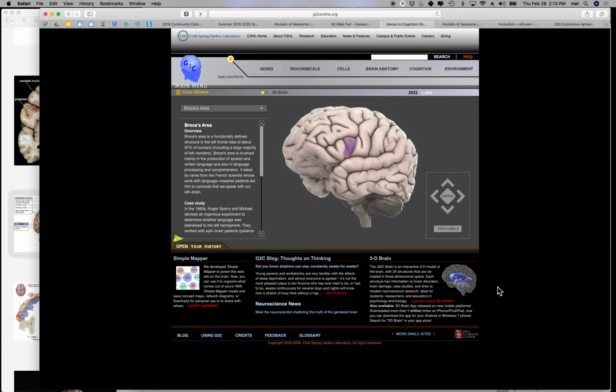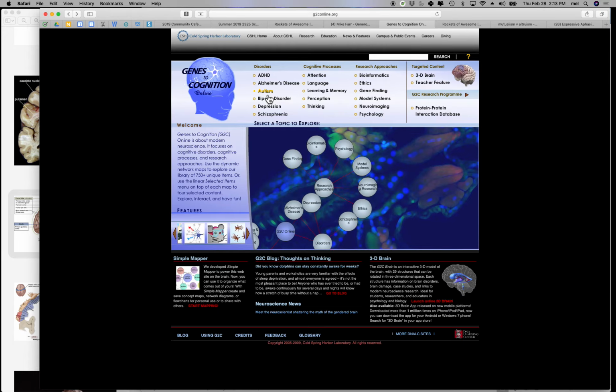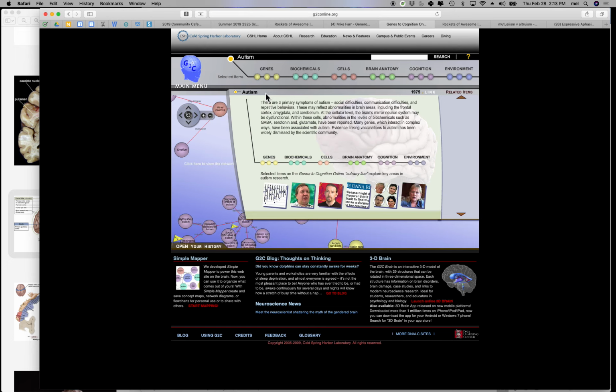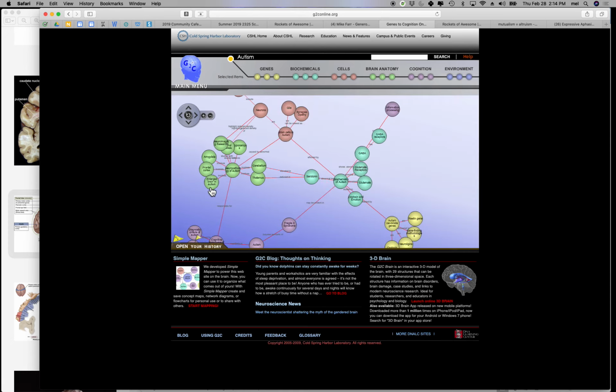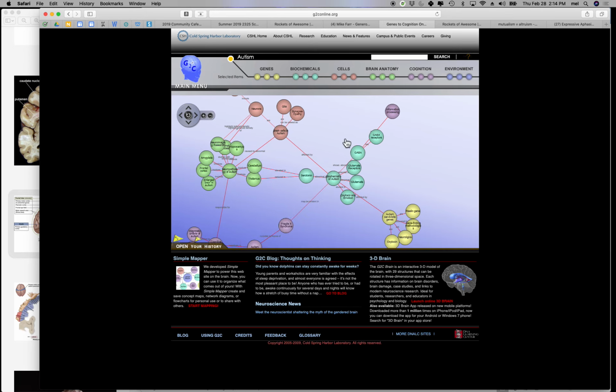So when you get to G2C online, this one, you go up here, you can click on a disorder, right? Which I realize that some people want to recategorize autism from just being differently neuro. And you can look at so much about what's known with autism. For instance, if I want to know the neuropathology of autism or the role of an amino acid called GABA or autism candidate genes, I can click on this.